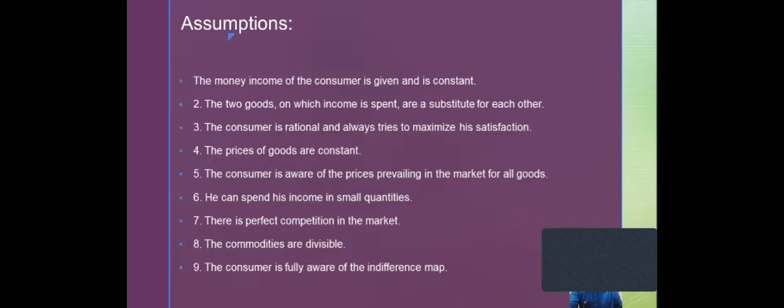The consumer is aware of the prices prevailing in the market of all goods. The fifth condition is that the consumer is well aware of the prices of X and Y products available in the market. Now, the sixth condition is that the consumer spends his total income in small quantities.